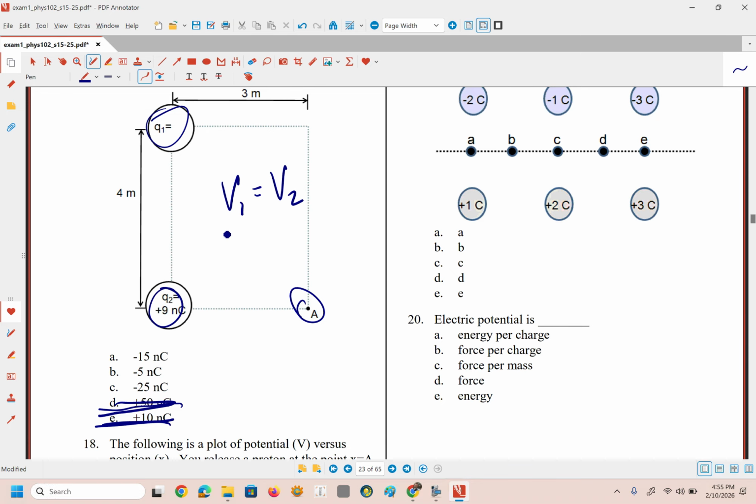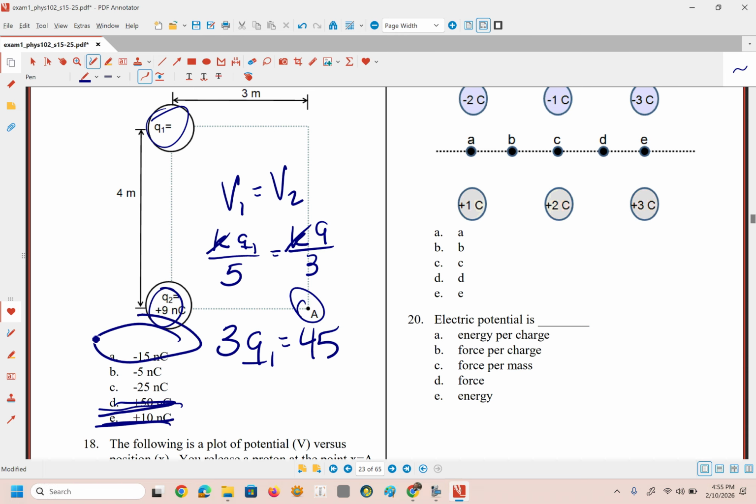So that would be kQ1 over the distance, which is 5, has to equal kQ2, which is 9, divided by 3. My k's cancel. That's 3Q1 equals 9 times 5, which is 45. So it has to be negative 15, 45 divided by 3.